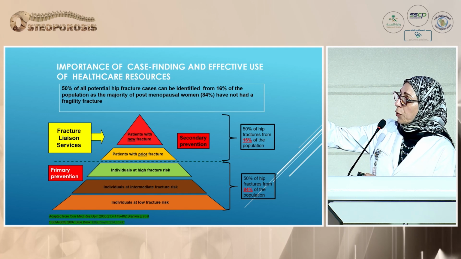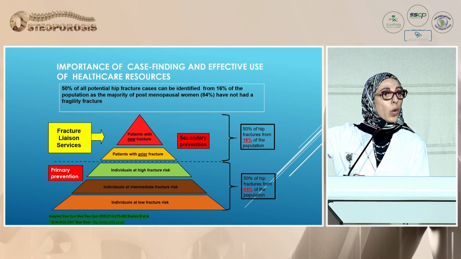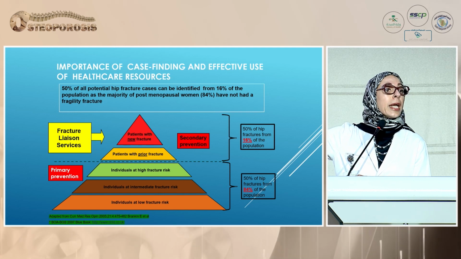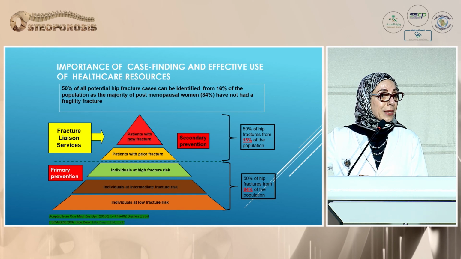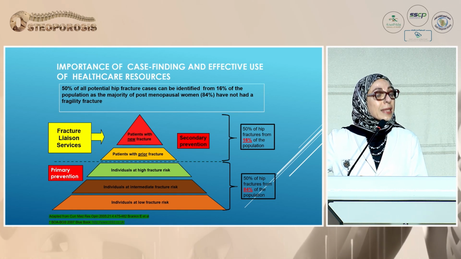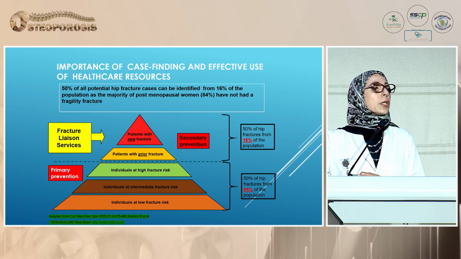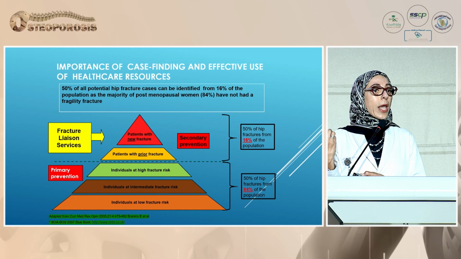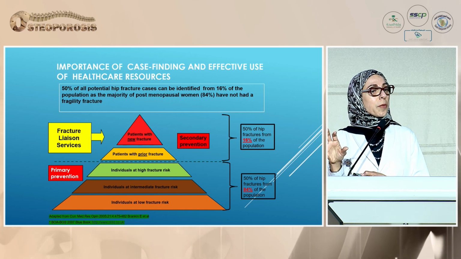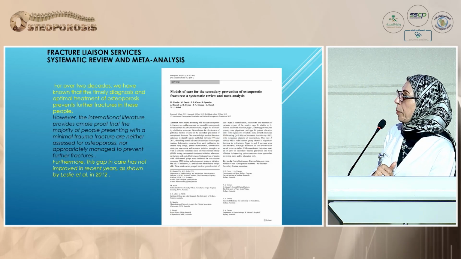While if we address the top 16% who will have 50% of the hip fractures, it will be more cost-effective and easier to address. And this is what we mean by the secondary fracture prevention, or the fracture liaison service, or the capture the fracture concept. So this is the main aim. We can address at least 50% of hip fractures by addressing those top high-risk patients.